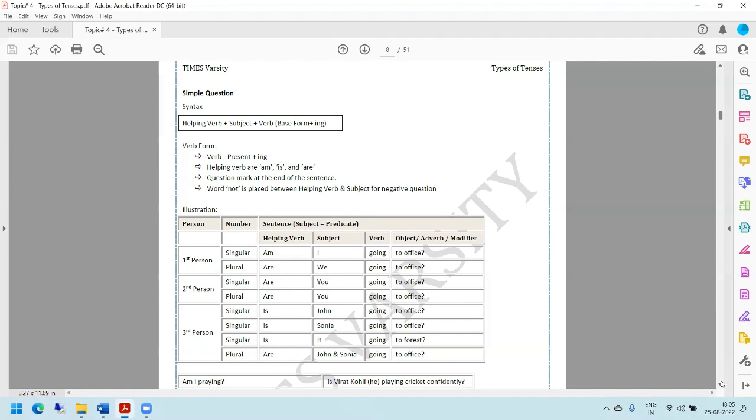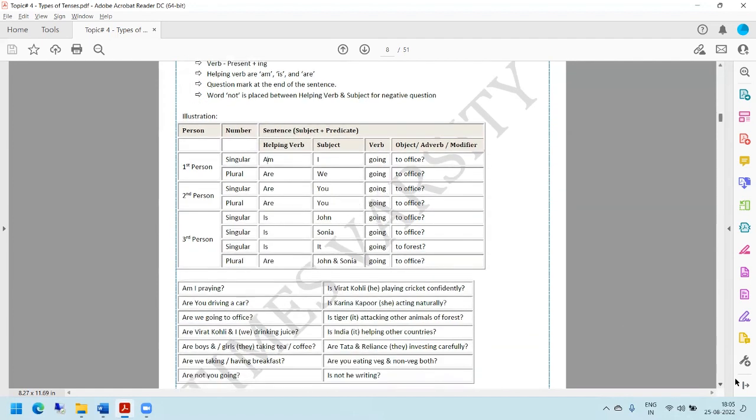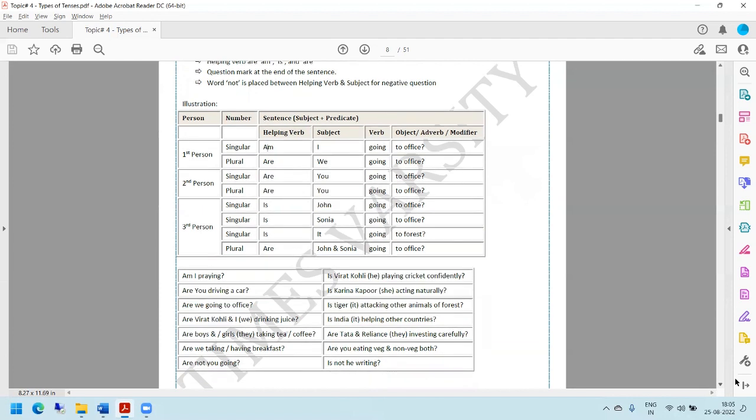Okay, so here, like, am I praying? Are you driving a car? Are we going to office? Similarly, is Virat Kohli playing cricket confidently? Is tiger attacking other animals of forest? And if you would like to add not in it, then it is between the helping verb and the subject. It means after the helping verb, not is used.